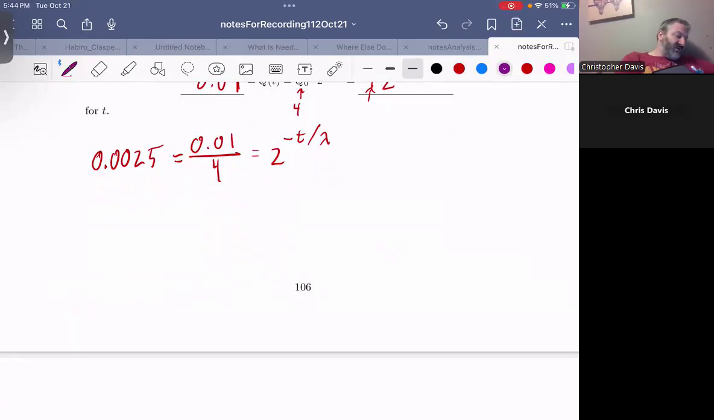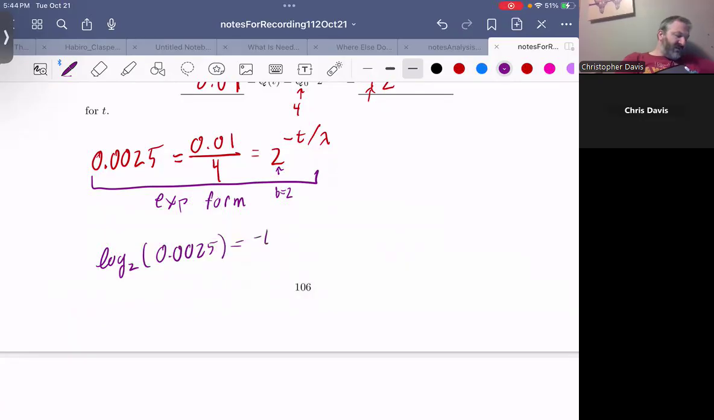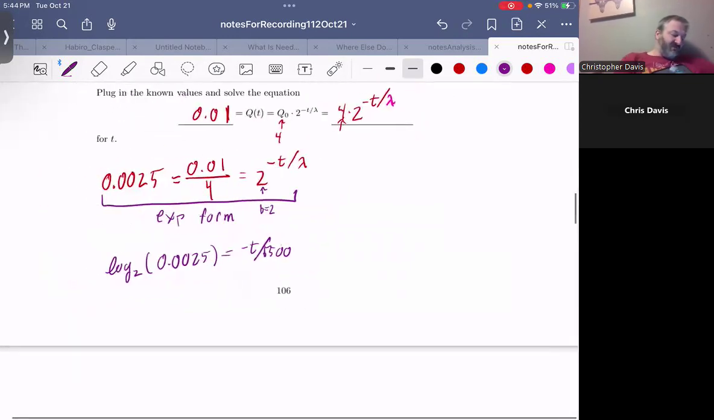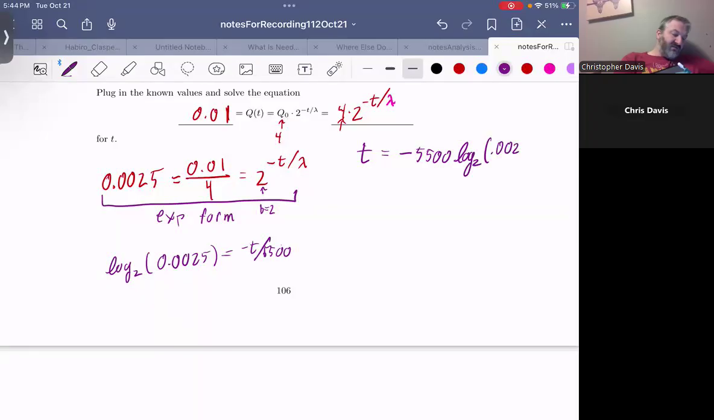I now see an equation in exponential form with a base of 2. So that means that the log base 2 of 0.0025 is equal to negative t. And now I'll substitute in that 5,500, because now I can solve for t. T is equal to negative 5,500 log base 2 of 0.0025. And I should remember it's in years.